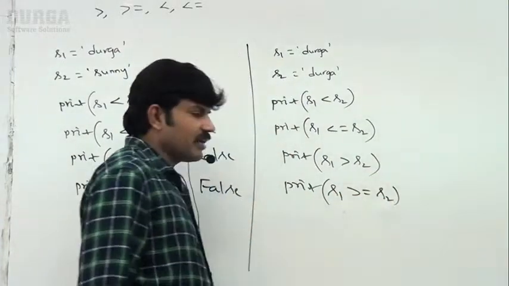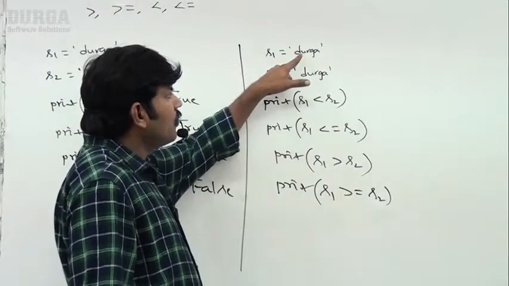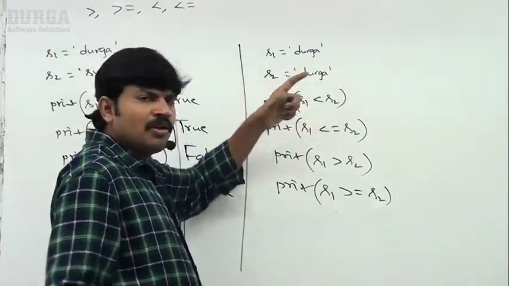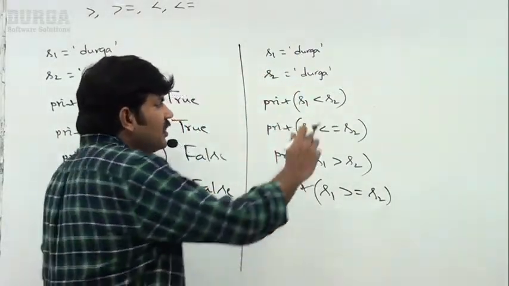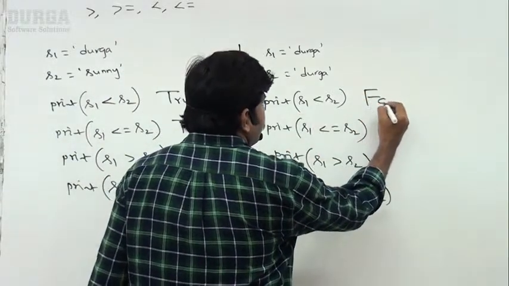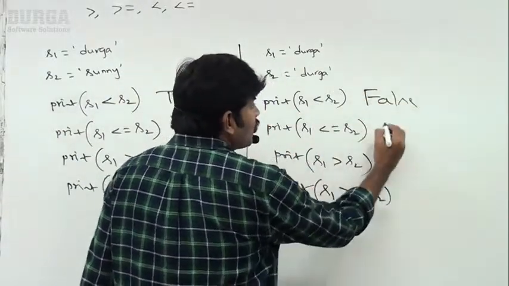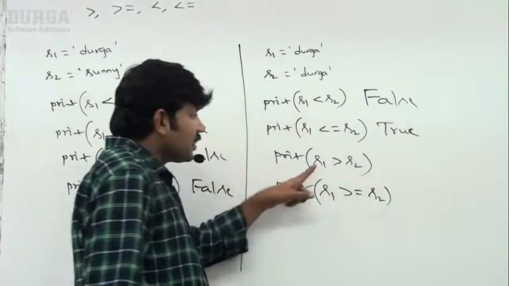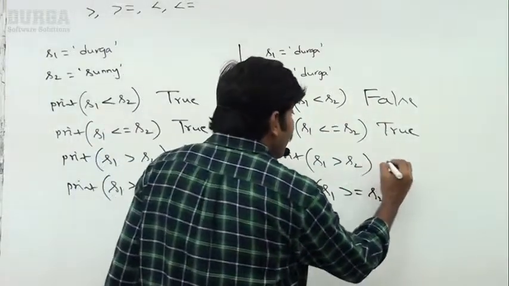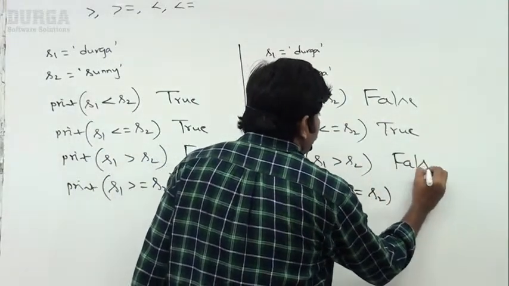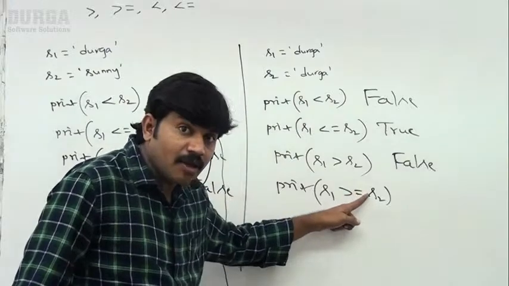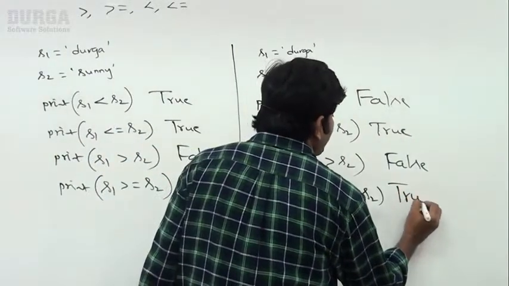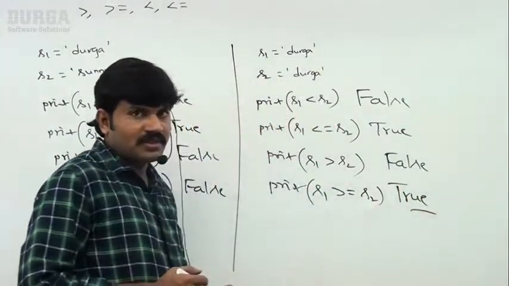What answer are we going to get? Very simple, sir. Durga, Durga, both are equal, both are the same. Less than, false is the answer. Less than or equal to, true is the answer. Next, greater than, false is the answer. Next, greater than or equal, true is the answer, because equal is also there. That's why true is the answer, sir.